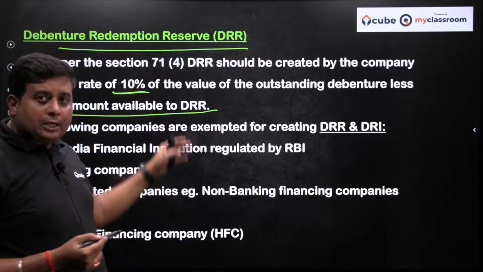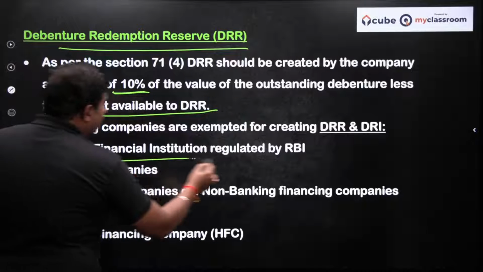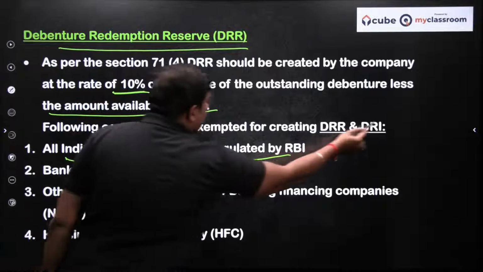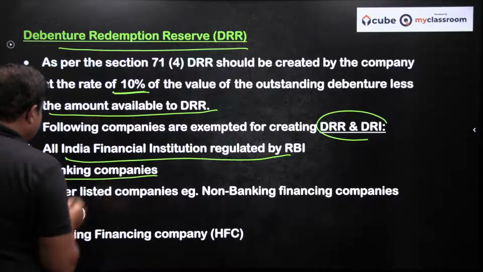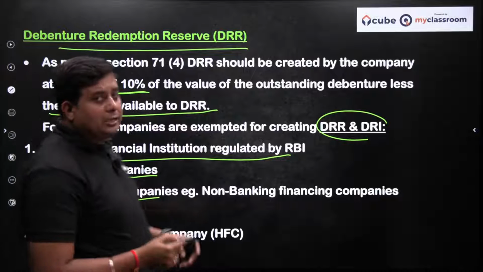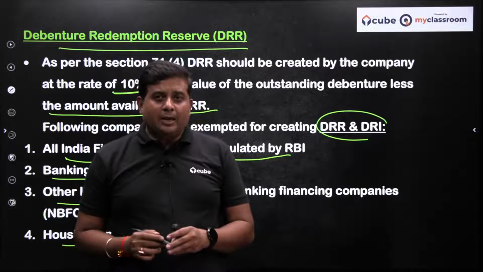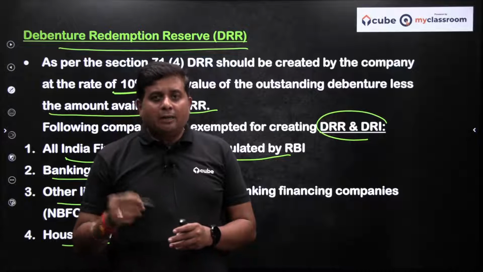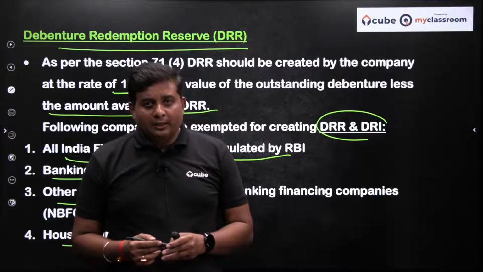Now, which companies are exempted from creating DRR? All India financial institutions regulated by RBI, number 1, are exempted from creating DRR. Banking companies are also exempted, as are other listed companies and housing finance companies. So basically only unlisted companies have to create DRR at the rate of 10% of the outstanding balance of the debentures, less the available amount of DRR.